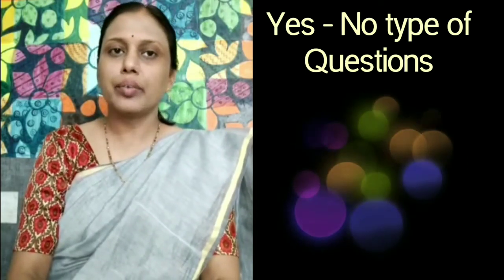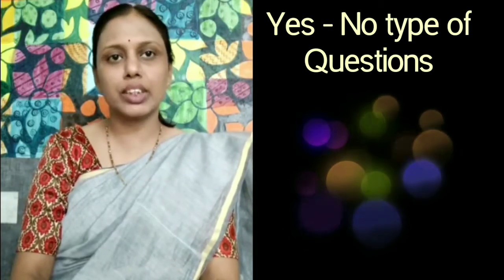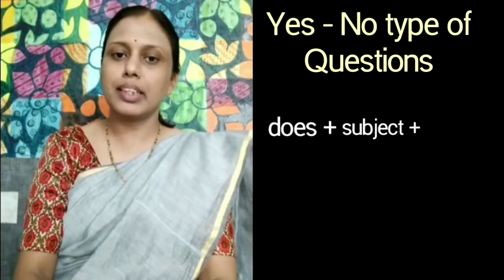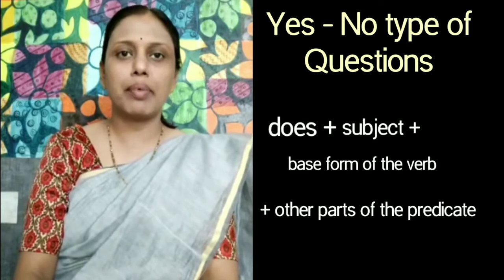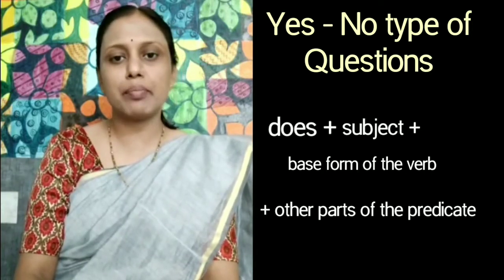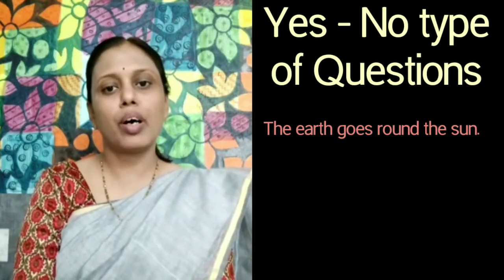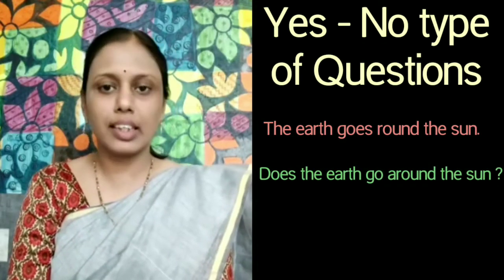Now when we make questions in the simple present, its question form will have the structure does plus subject plus base form of the verb plus other parts of the predicate. For example, the earth goes round the sun. The question form of this sentence will be, does the earth go round the sun?